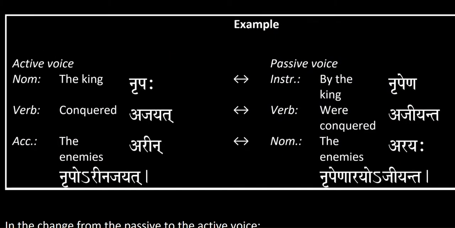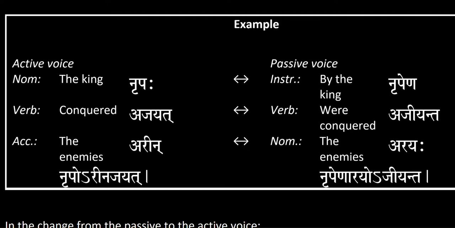So let us take a look at the two sentences. You have an example sentence on each side. We have arrows pointing in both directions that divide these two columns. On the left-hand side, we see the active voice. The example sentence is: the king conquered the enemies. On the right-hand side, we have an example of the passive voice, and that is: the enemies were conquered by the king, if you read it not from top to bottom, but the other way around.